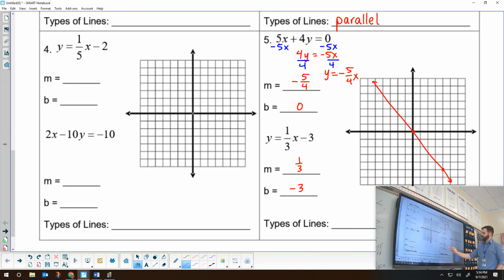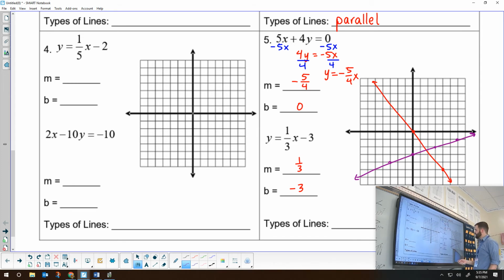What if we start at negative 3, and we go up 1 over 3, up 1 over 3, down 1 to the left 3, and so my graph looks like this, or something like that. Now we have to answer the question, are these parallel, perpendicular, intersecting, or coinciding?